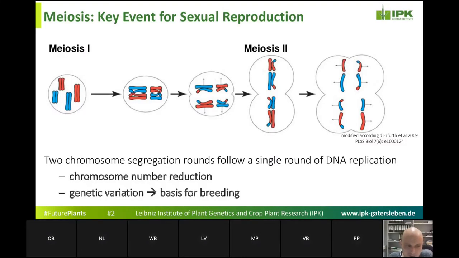As the name of the research group already says, my team is interested in meiosis, because meiosis is a key event for sexual reproduction. Just to remind, meiosis is characterized by two chromosome segregation rounds that follow a single round of DNA replication, and this assures chromosome number reduction and thus keeps somatic ploidy stable upon fusion of male and female gametes. The most interesting part for us, in the context of breeding and of research in the plant field, is that meiosis also assures genetic variation.